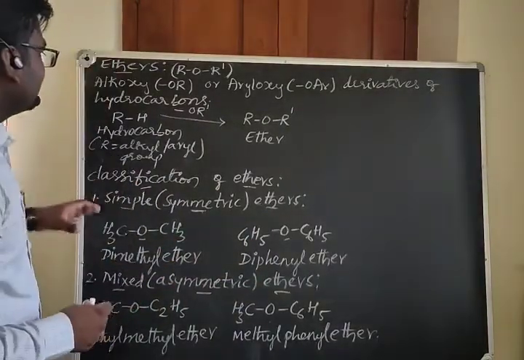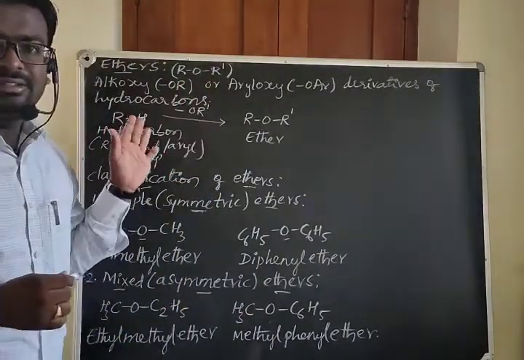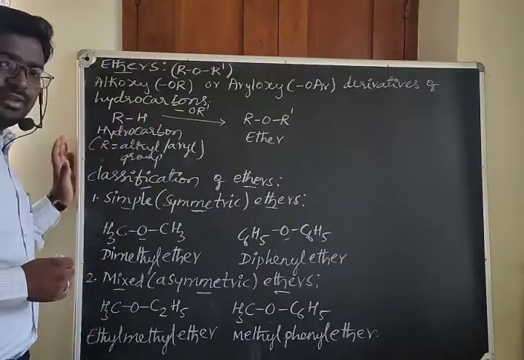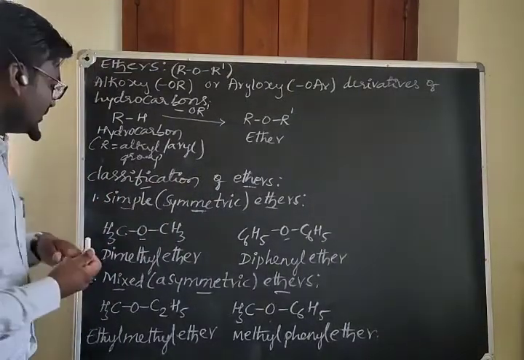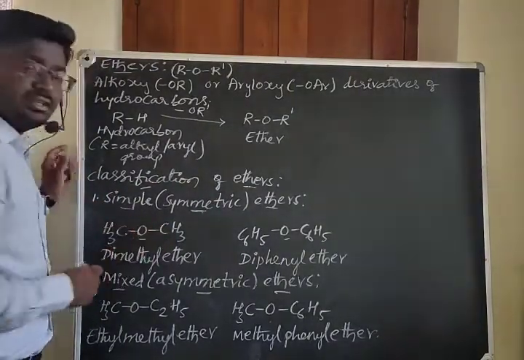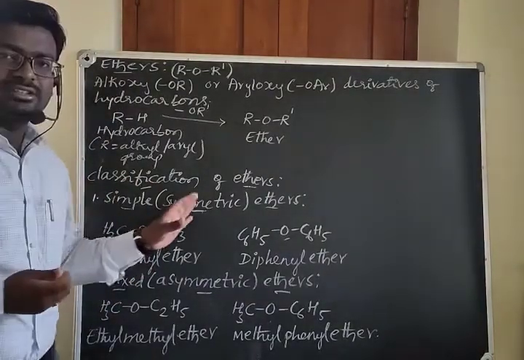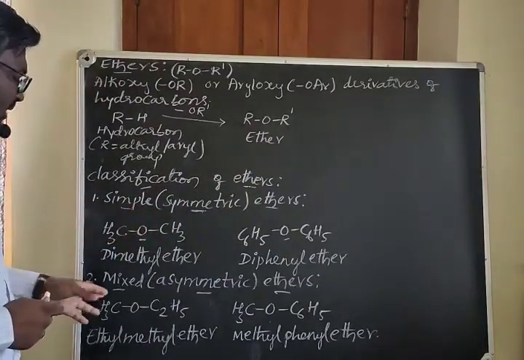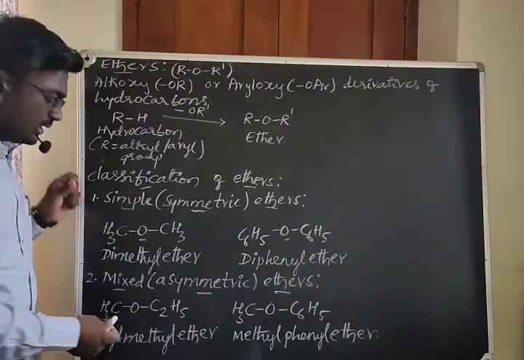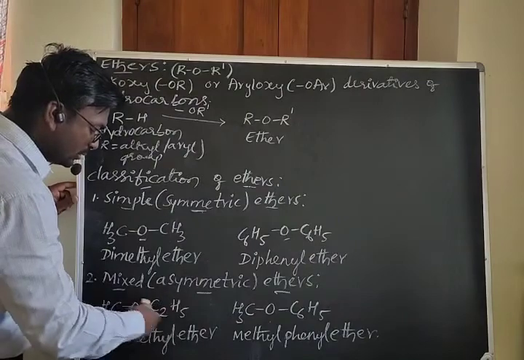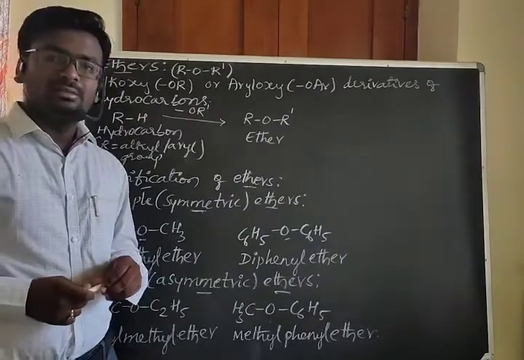This is the definition of ethers. Ethers must have the general formula ROR dash. And the classification of ethers is into simple or symmetric ethers. When the alkyl groups present on either side of the oxygen atom are the same, such ethers are said to be simple or symmetric ethers. Now what are mixed or asymmetric ethers? When two different groups are present on both sides of the oxygen atom, then these are said to be mixed or asymmetric or unsymmetric ethers.